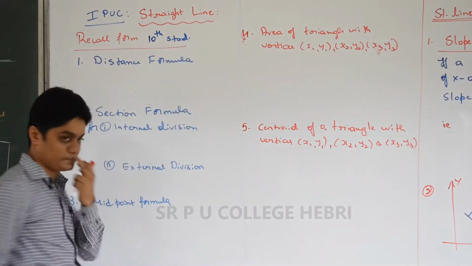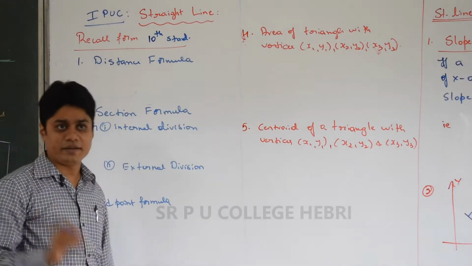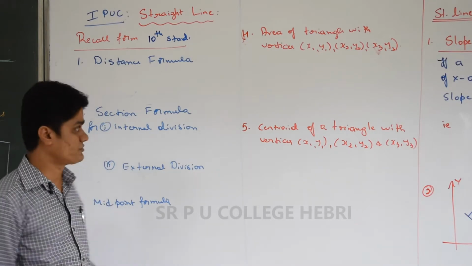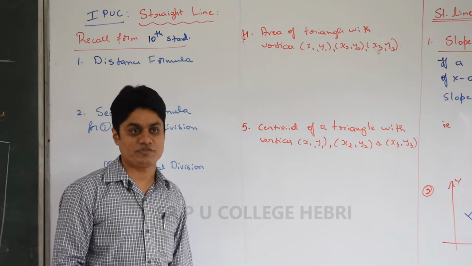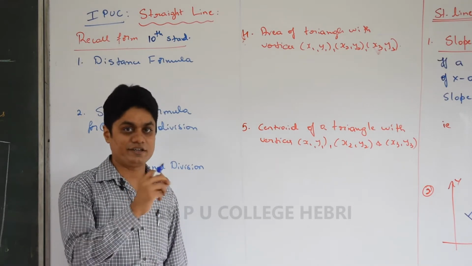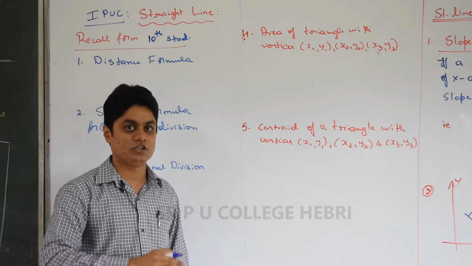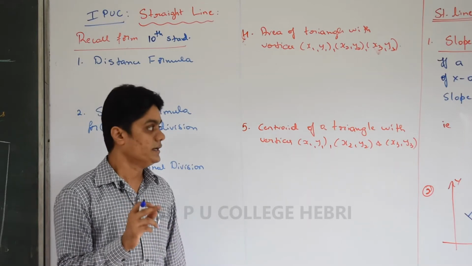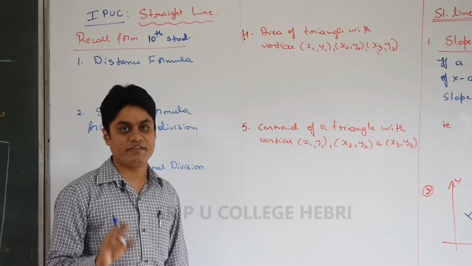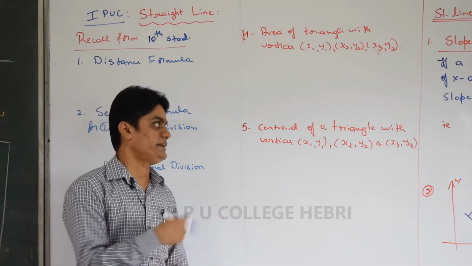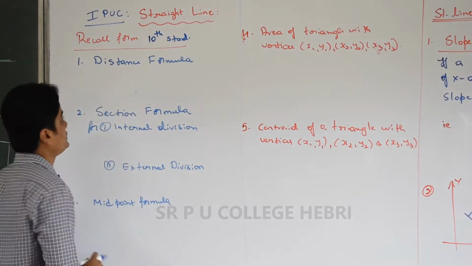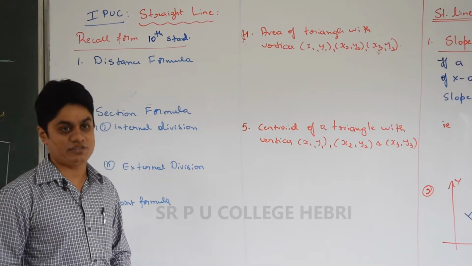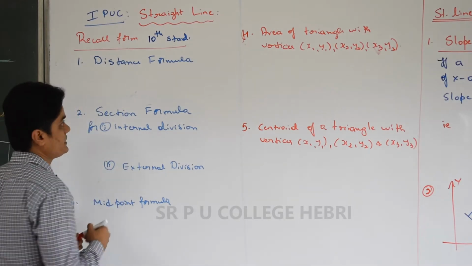In 10th standard, both state and CBSE students learn some formulas. We require those formulas in first PUC straight line, okay? So let me recall those formulas first, not in detail, in brief. I'm not going to explain anything, I'm just giving the formula, remember that. In the next part of first PUC coordinate geometry, we are going to use it. So the first formula which you learn in 10th standard is the distance formula.